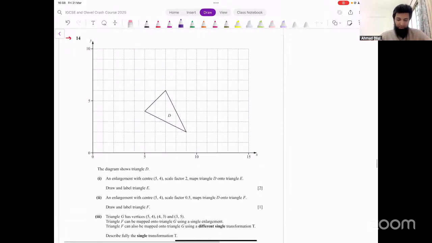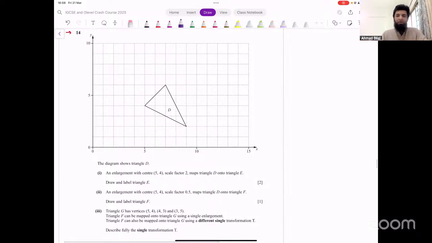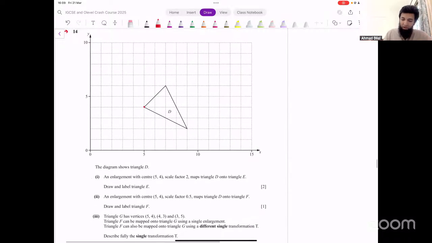Okay, let's look at this now. This is the next one. The diagram shows triangle D. An enlargement with center 5, 4, scale factor 2 maps D onto E. Center at 5, 4, that is this point here. It maps this triangle onto triangle E. Scale factor is 2. This current point, it remains here. It's not going to change, right?